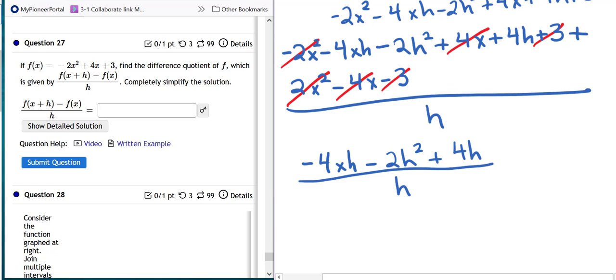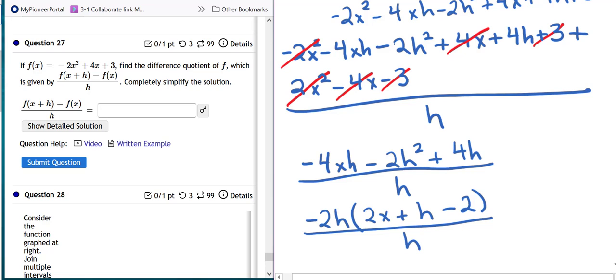So if I factor on the numerator, I can choose to take out a negative 2 and an h. Doing a GCF. All right, so this would leave me a 2 and an x. I've pulled the negative out and one of the h's, so it's going to leave me a plus h. And from here, I've pulled out a negative, so it's going to leave me minus 2, and I've taken the h out. All of this is over h.